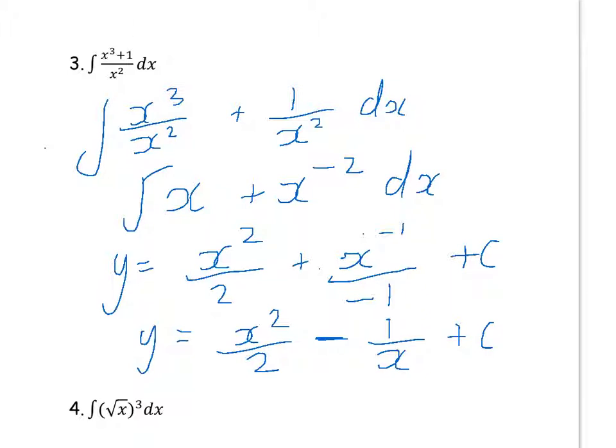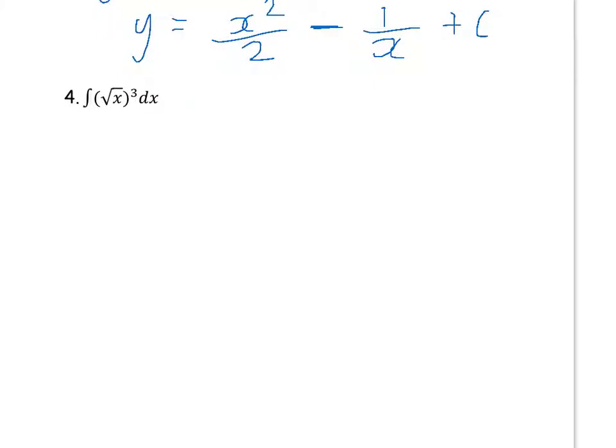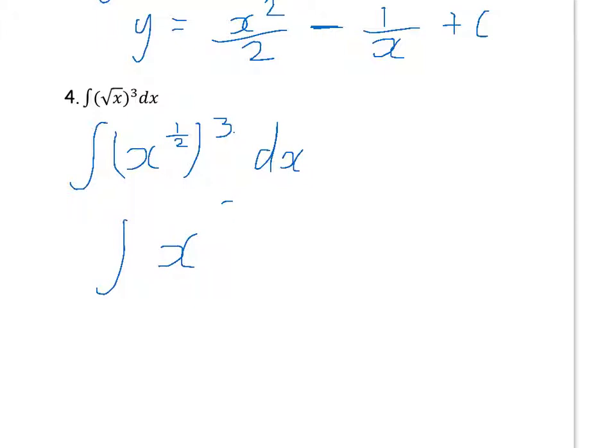Last question, let's have a look at this one. We want to integrate, in brackets, the square root of x all to the power of 3 dx. Now, what we want to do, yet again, is make this into indices. So we've got x. The first thing we're doing is the second root of x, and then we're doing that all to the power of 3. Now, when you've got powers in brackets, you multiply them, so it's going to be x to the power of 3 over 2.